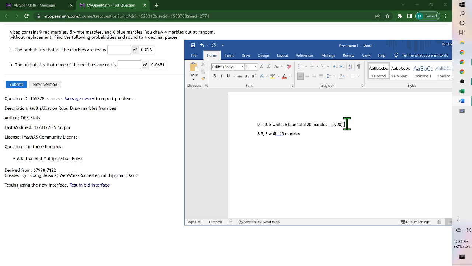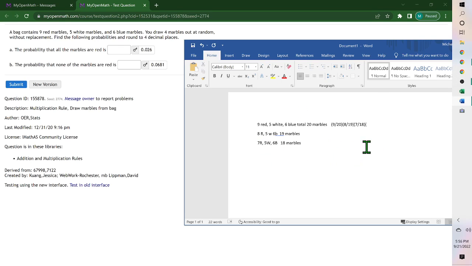So when we go to pull the next one, there's only 8 red out of 19, so the probability of pulling red is 8 out of 19. So we pulled that red, so now we only have 7 red, 5 white, and 6 blue, for a total of 18 marbles. So when we go to pull the next one, there's only 7 red out of 18. So the probability of pulling a red is 7 divided by 18.